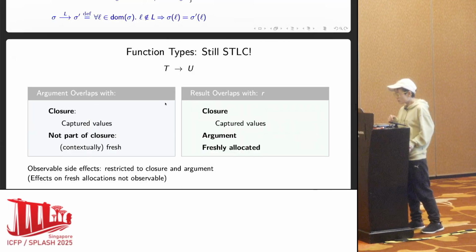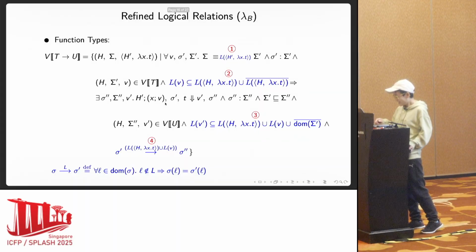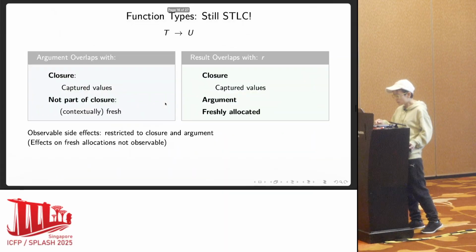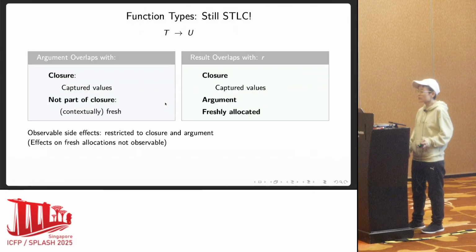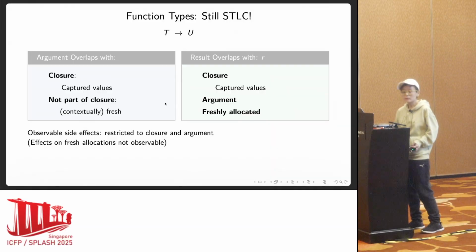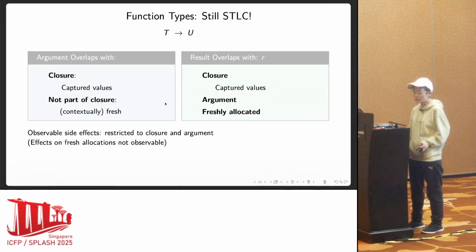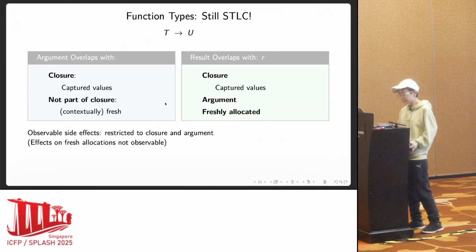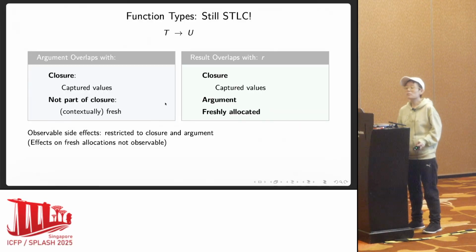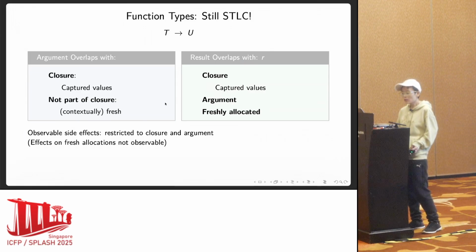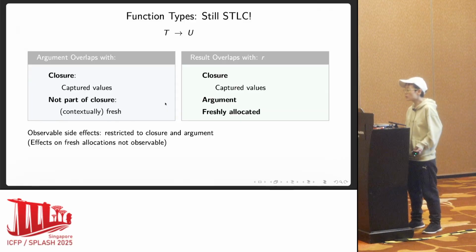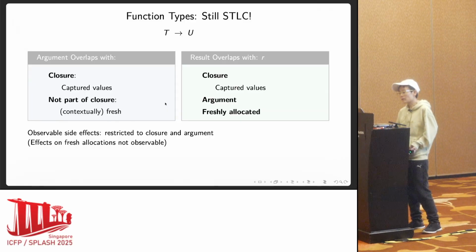Sorry, this is kind of a lot of formula. So now let's have a summary of what those formulas actually tell. Those formulas are actually just a bunch of semantic properties. Basically, if we talk about some reachability information, we can say the argument overlaps with the closure or is not part of the closure.